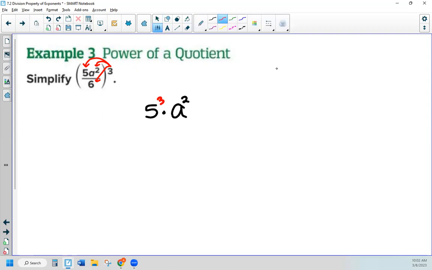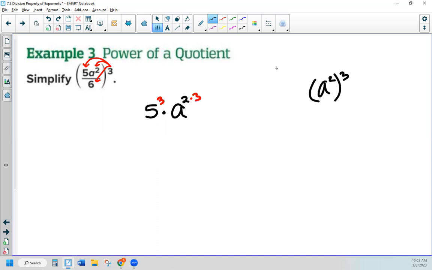Do you guys remember what we do when we have a power raised to another power? A power raised to another power, or an exponent raised to another exponent, is the power to a power rule, which says they multiply. That's what the 3 and the 2 do. Now, if you're having brain farts, do I add them or do I multiply them?